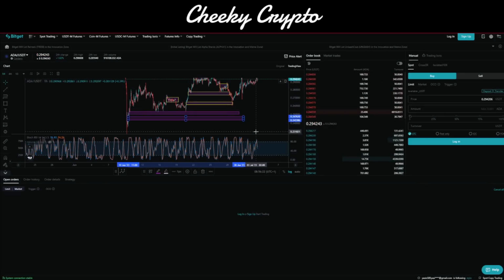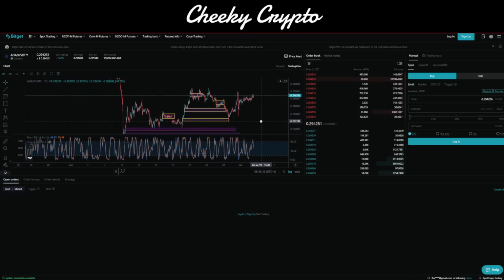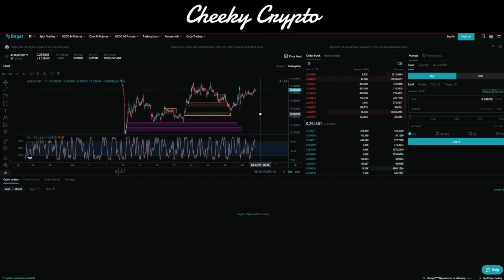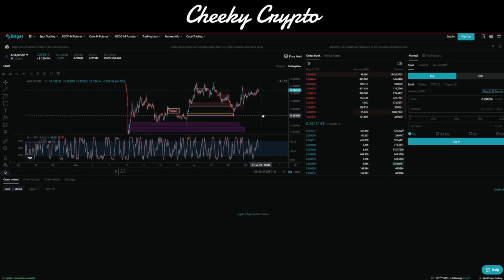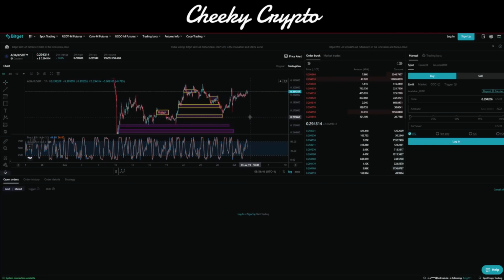Now, there are two gaps that were left on here, 24.3 to 24.7, and the higher one here at 25 to 25.3. We haven't filled them out yet, and the key word there is yet. It's possible that we continue this move to the upside, I just don't think that's likely to occur. I think actually we have more of a move to the downside. So, you know, it's going to be one of those things.